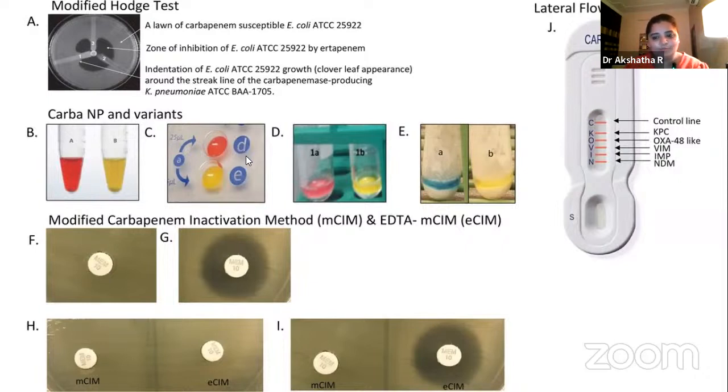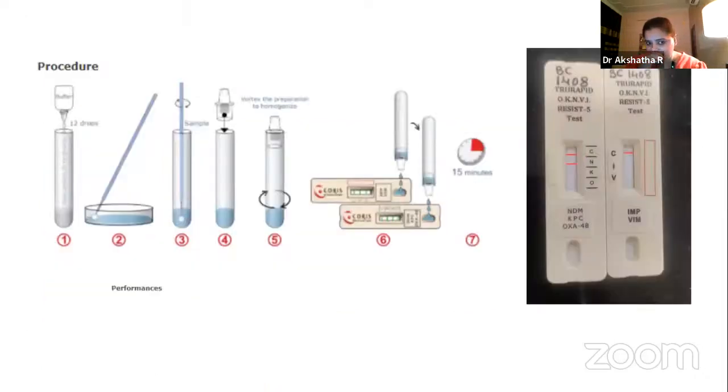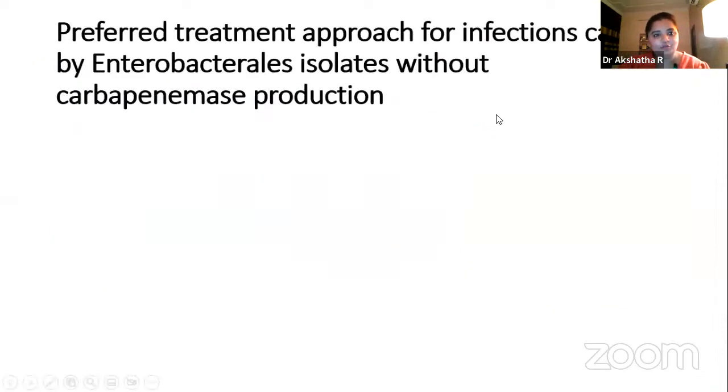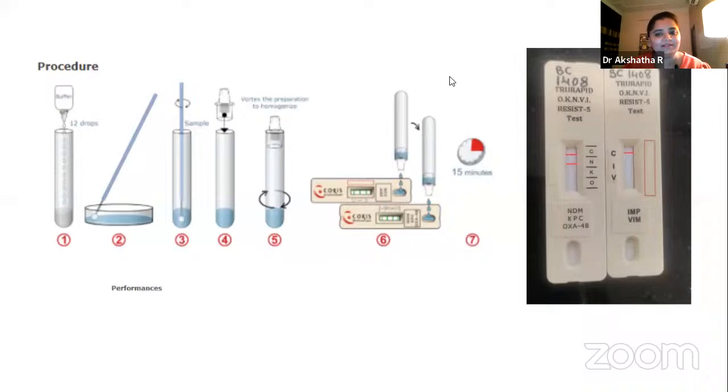Modified Hodge test, that is the most common. So lateral flow assay, any one of you using lateral flow assay? Which lateral flow assay are you using? Okay, so this Carba-5, and now there is one more lateral flow assay, the OKN-V Resist-5 test, which detects five important carbapenemases: NDM, KPC, OXA-48, IMP, and VIM. This is the one which we use in our institute. It's a very simple procedure of 15 minutes, and you will have the results, and it is quite cost effective compared to the Carba-R GeneXpert.